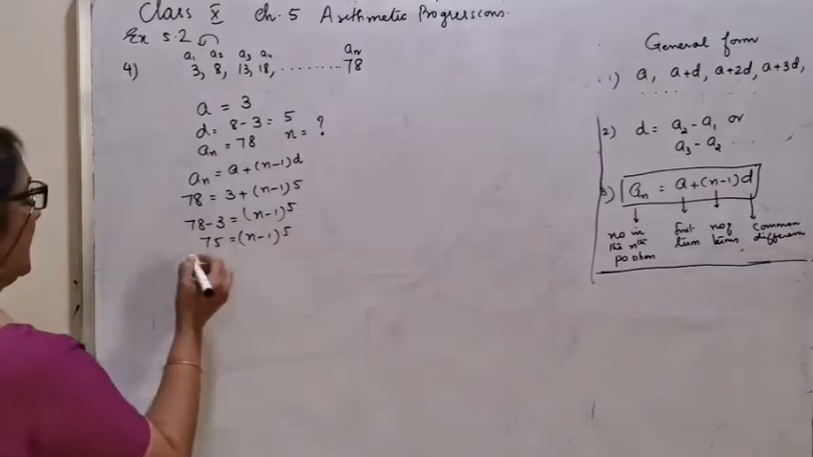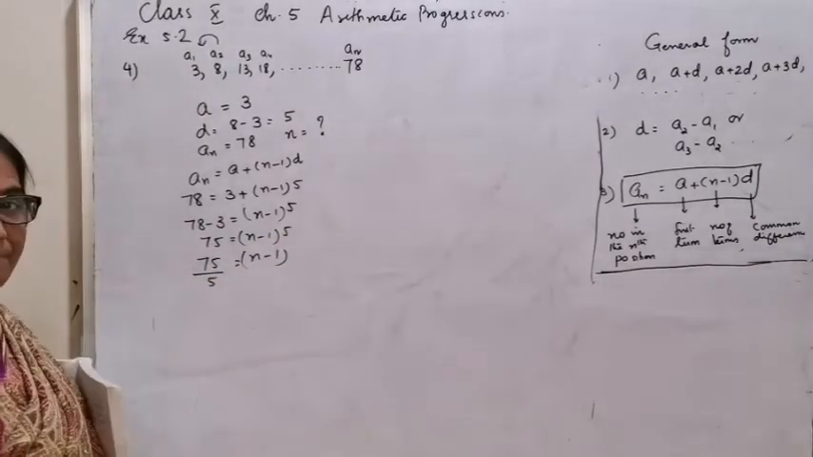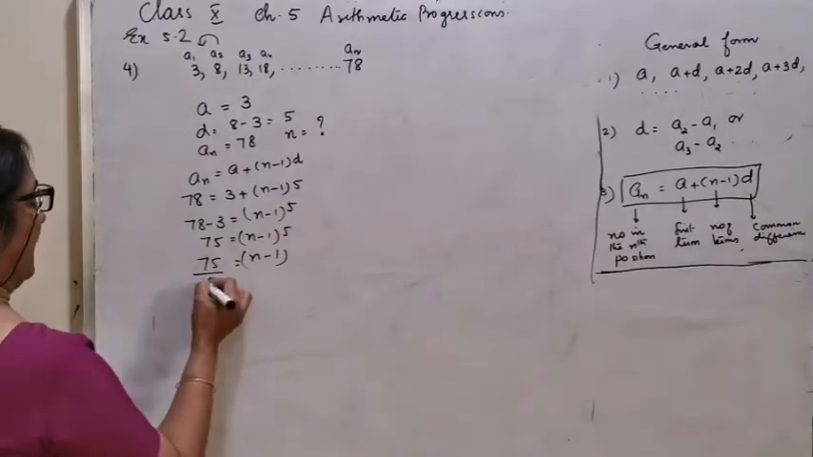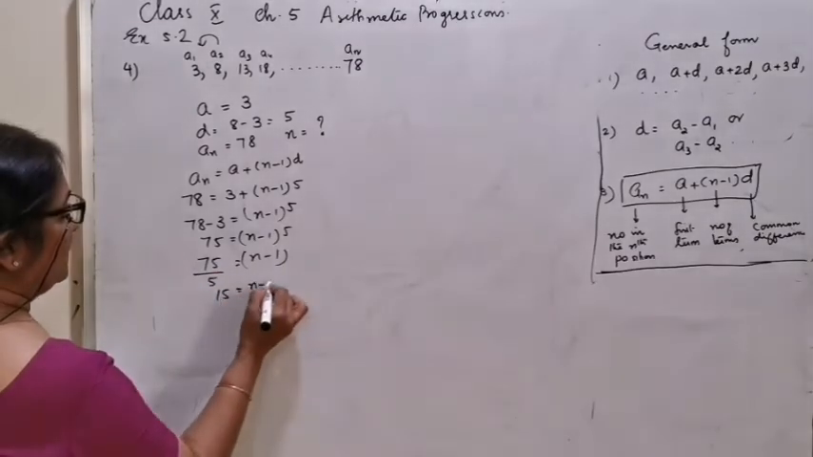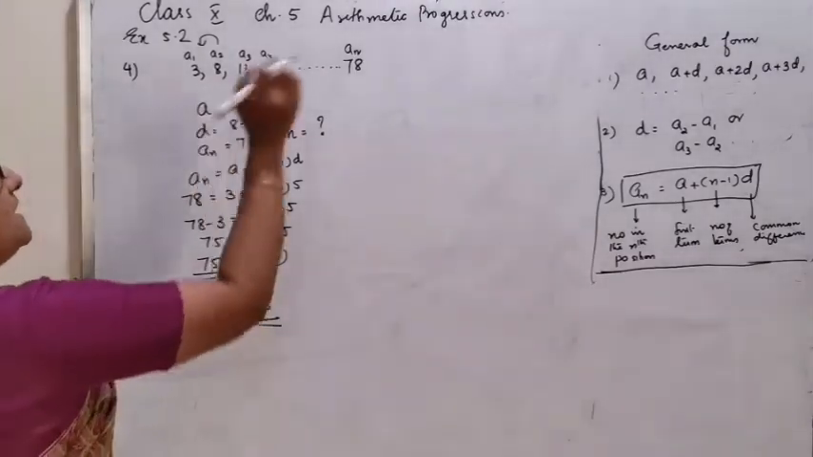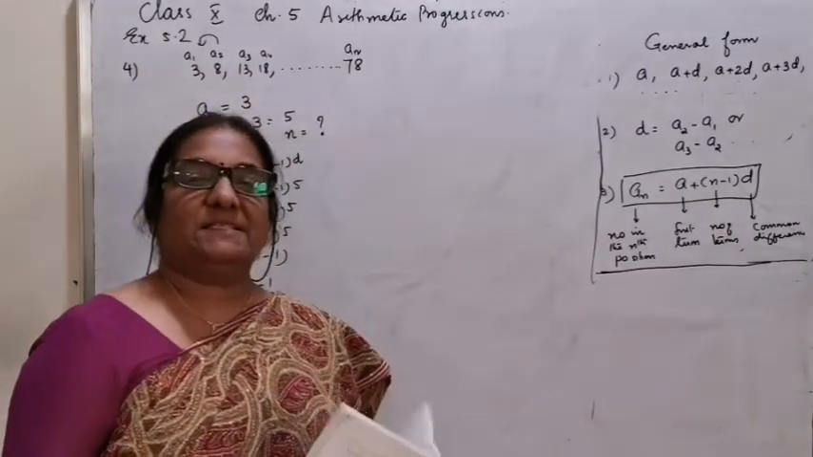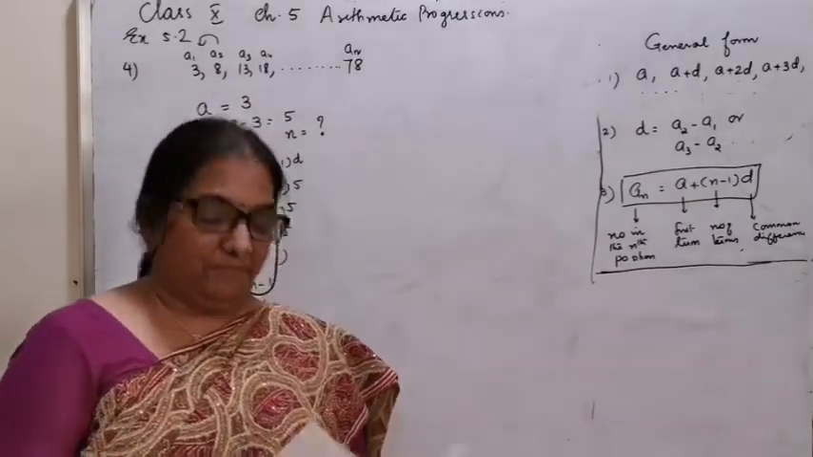Instead of opening the bracket, both ways it is correct. If you work out like this also, 75 divided by 5, that is 15 is equal to N minus 1, or N is equal to 16. That means number 78 is in the 16th position. It is as a 16th number.